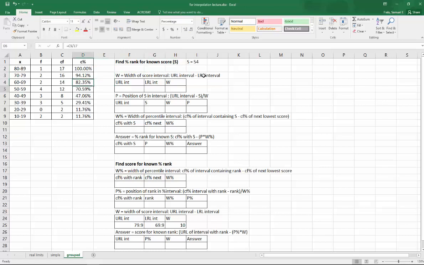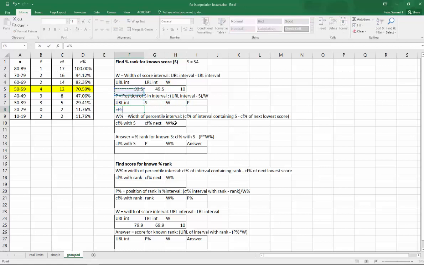All right, so 54 is somewhere in here. Right, this is the interval we're looking at. So what's the upper real limit of that interval? Okay, it's 50 to 59, so the upper real limit is 59.5. Lower real limit, you go down to 50. Next one is 49, so the lower limit is 49.5. So the width is equal to first one minus second one.